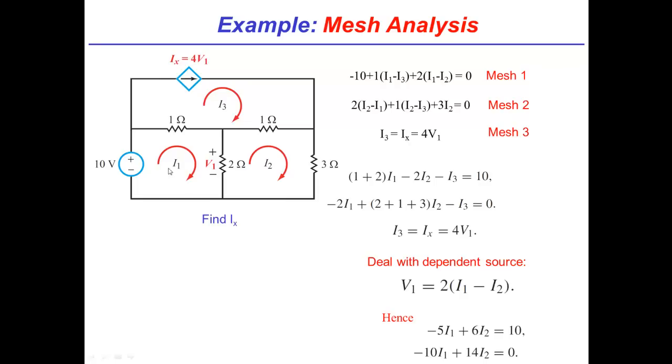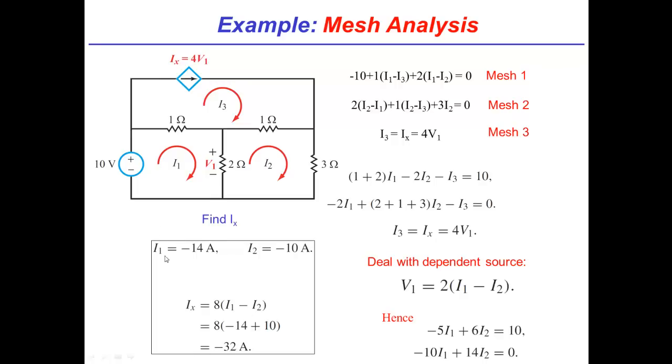We've now got equations in terms of I1 and I2 only. I3 went away because we had defined it in terms of the voltage. And so when we solve, we can now find I1 and I2, and it turns out I1 is minus 14 amps, I2 is minus 10 amps. If we know that, we can then find Ix, because we now know I1 and I2, so we know V1. And if we know V1, we know Ix.